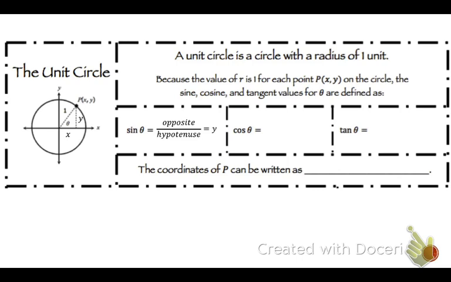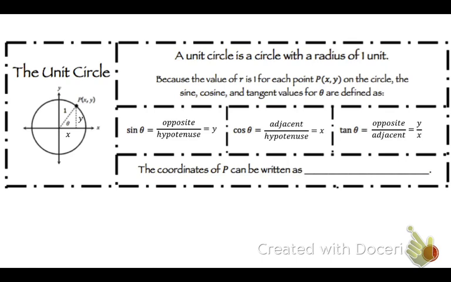Cosine is adjacent over hypotenuse. So that's x over 1. So cosine corresponds with x. Tangent is opposite over adjacent. So that is y over x. So sine corresponds with y, cosine corresponds with x, tangent corresponds with y over x.